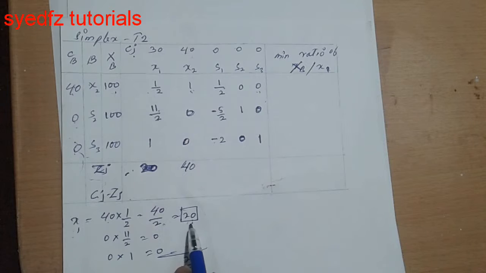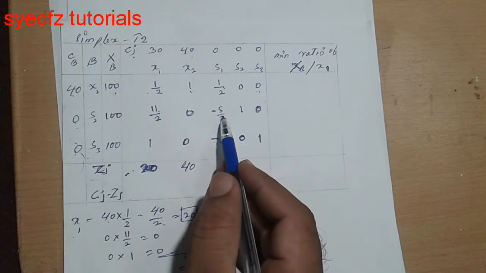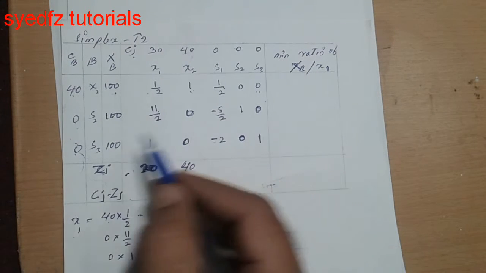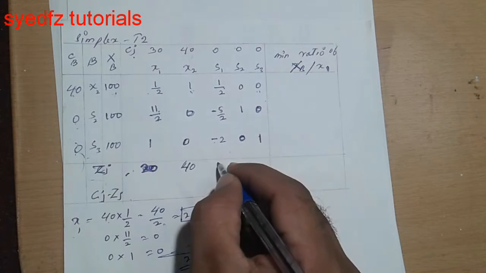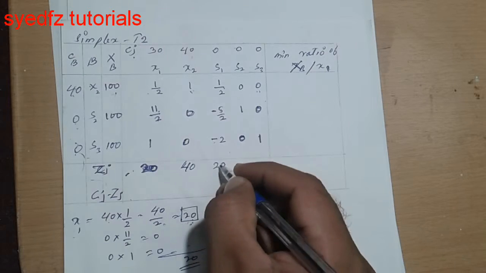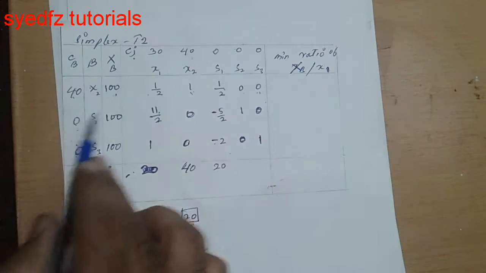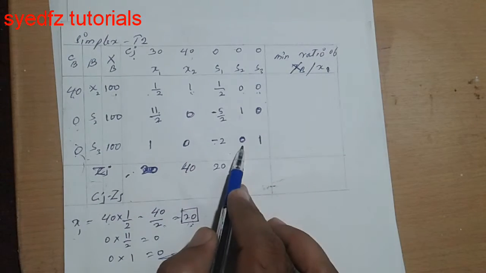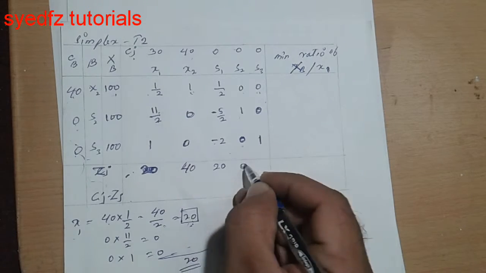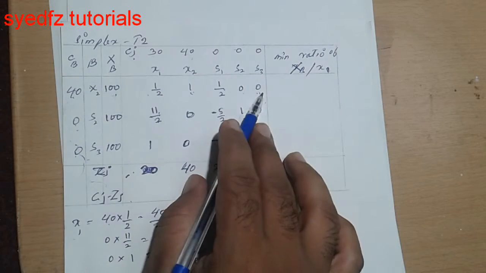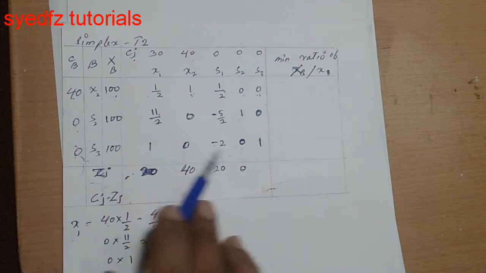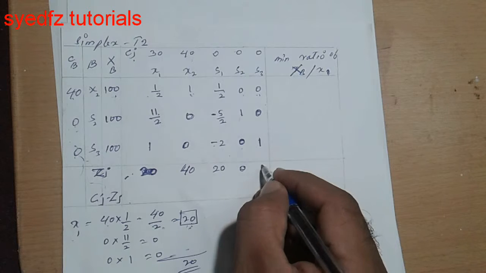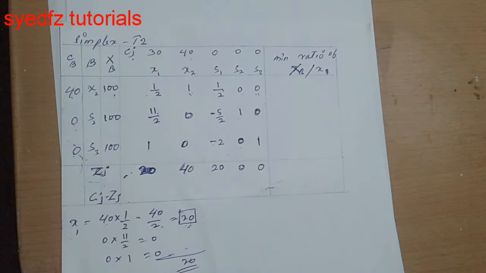40 into 1 by 2 is 20. 0 into minus 5 by 2 is 0. 0 into minus 2 is 0. So 40 into 1 by 2 is 20. 40 into 0, 0. 0 into 1, 0. 0 into 0, 0. So all got 0. Third one, 0 into 1, 0. So we got all 0. So we got the ZJ.